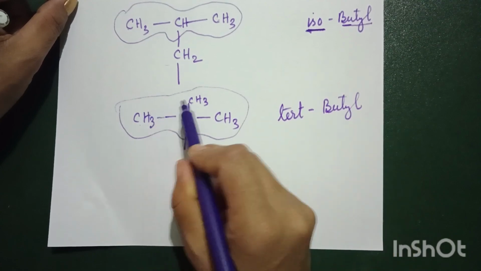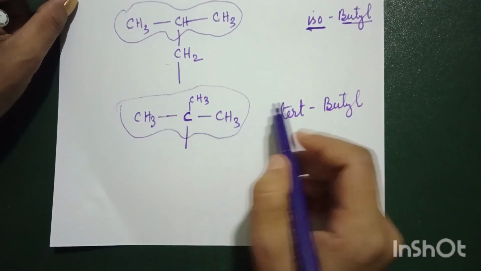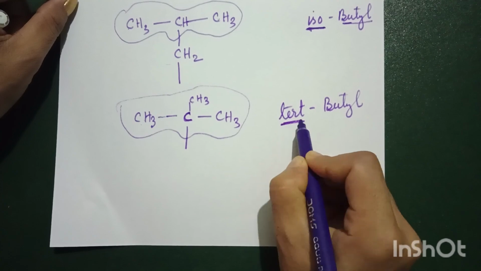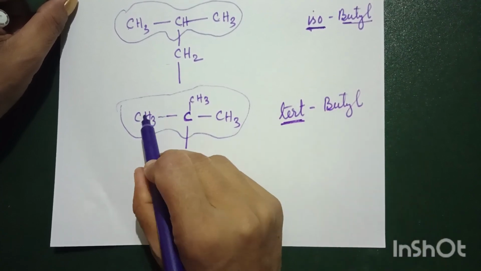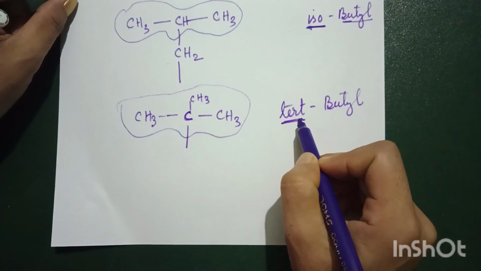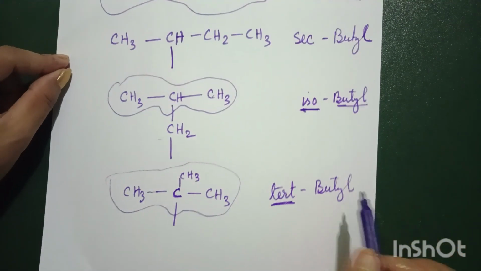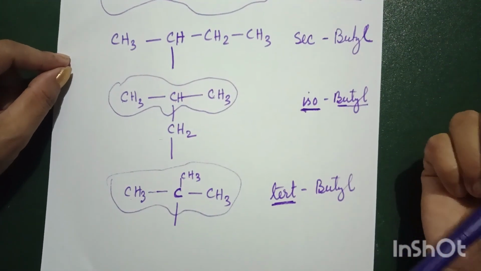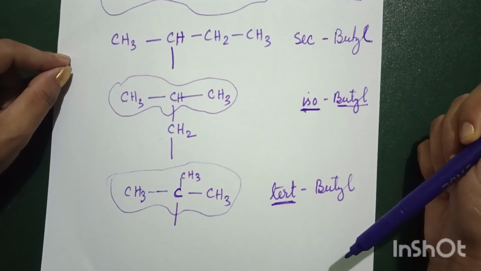Carbon connected to 3 methyl groups. So this is your tert. The word tert comes. Why butyl? Total we have how many carbon? 4 carbons. So it is called tertiary butyl. Okay. So this is what we have learned about iso and tertiary, secondary.